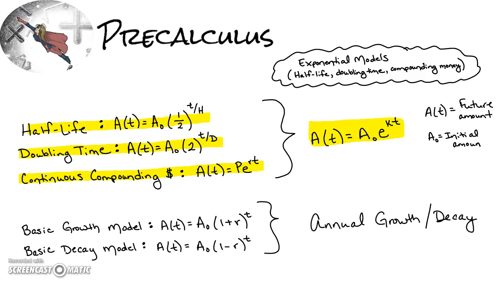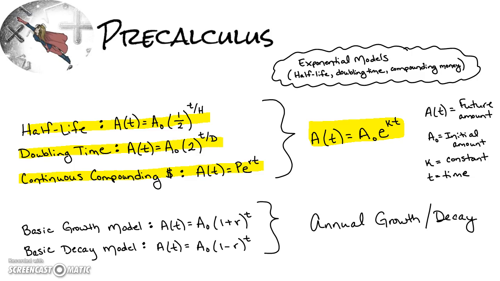The k is sometimes given to you. Like if they say what percent it's growing at, that's going to be the k. But a lot of times they don't tell you that. So let's just call k our constant. And then the t is time.